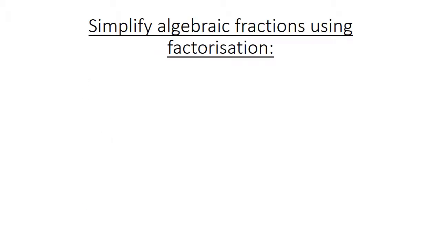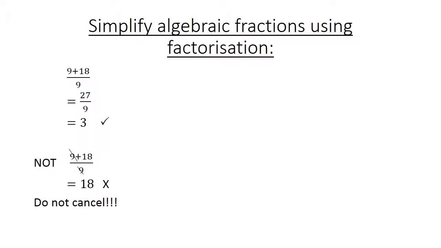Simplify algebraic fractions using factorization. 9 plus 18 divided by 9 equals, we add 9 plus 18, 27 over 9 equals 3. Not 9 plus 18 divided by 9, and now you divide the 9 plus the 9 equals 18. Do not cancel out.